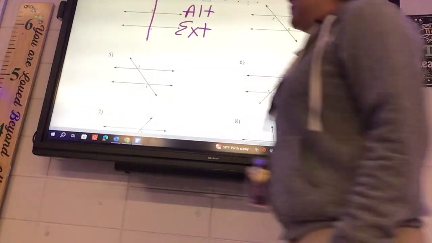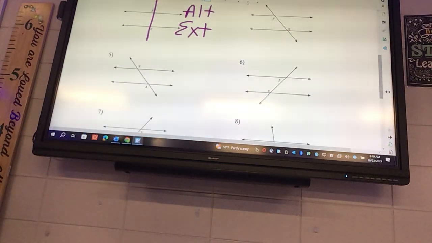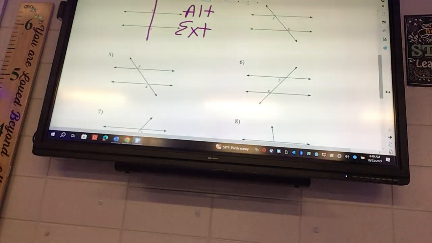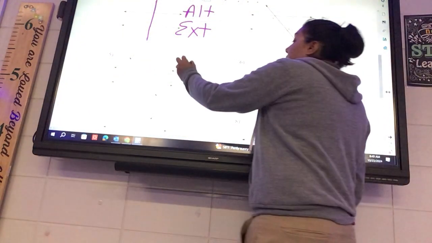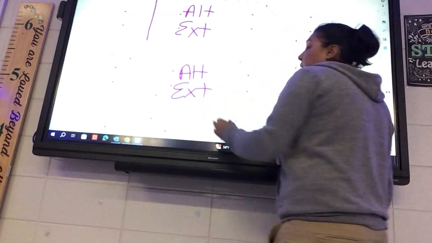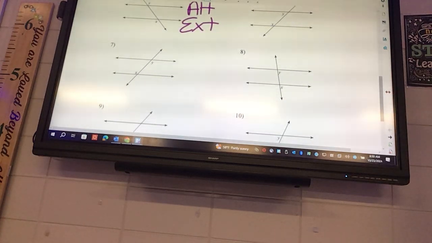Okay, 5. Where is X? Outside. Where is Y? Outside. Are they on opposite sides of the transversal? Yes. So this is going to be AE, or alt exterior.